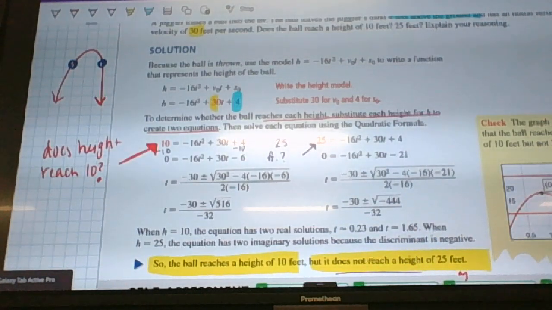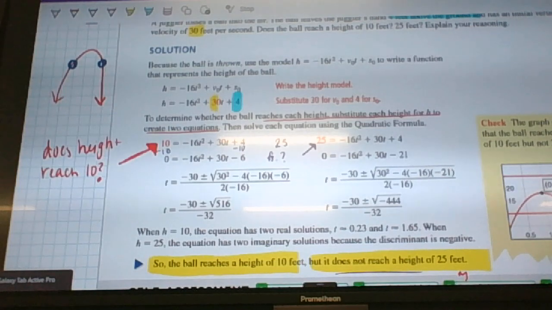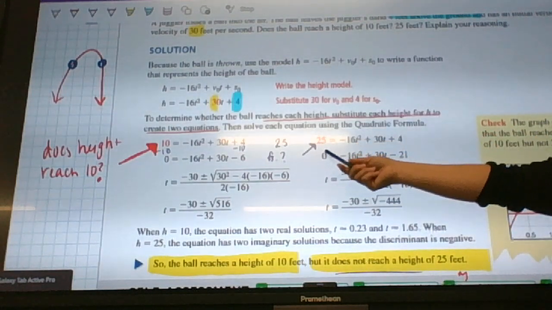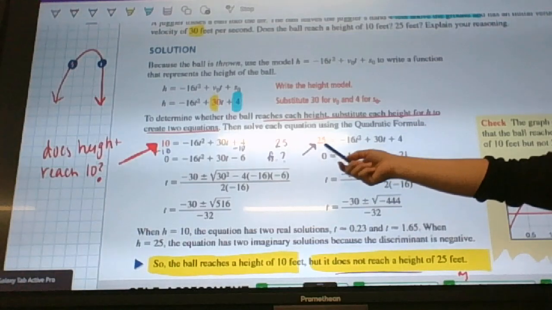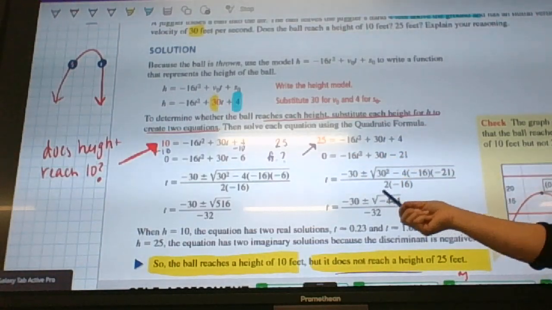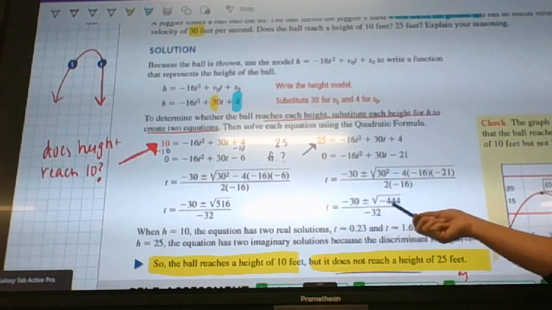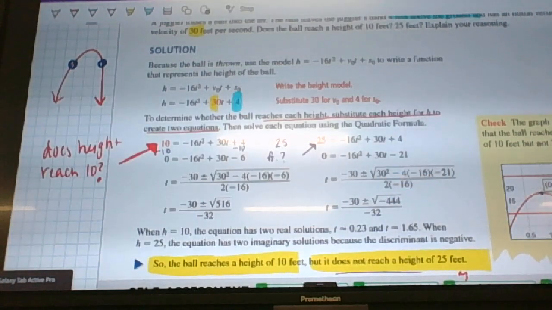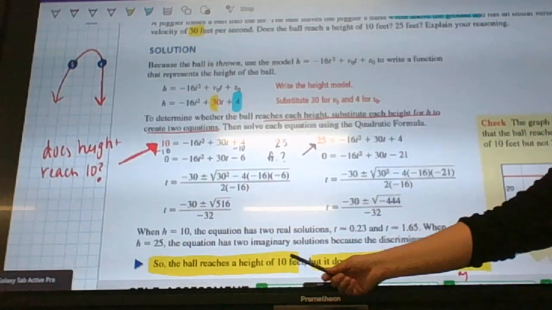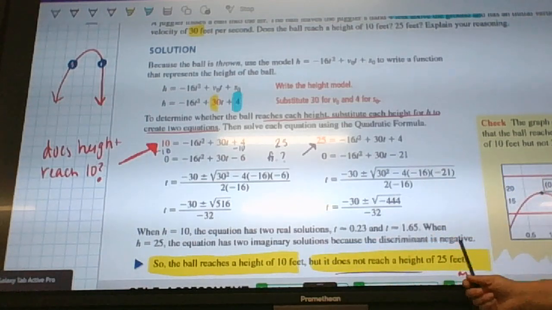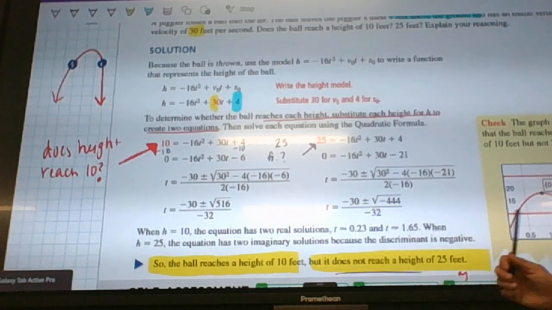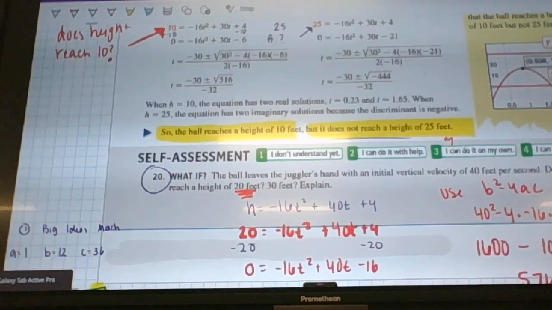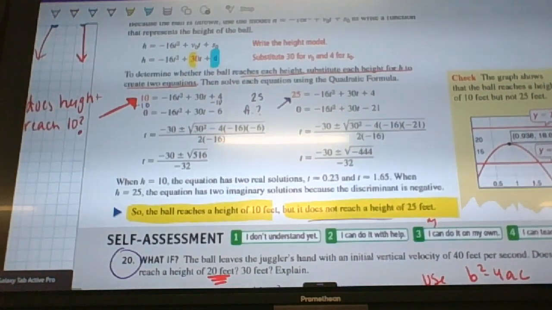When h is 25, however, if you put a 25 in, 25 feet up, does it hit 25 feet up? You solve it out, it comes out imaginary. That means the ball never reaches 25 feet in the air. So, yes, the ball does reach 10 feet, but no, it will not reach 25 feet because the 25 results in an imaginary solution. All right, so everybody do number 20 right now.